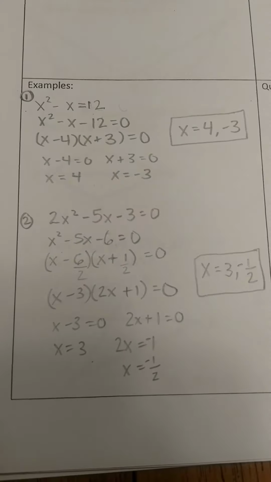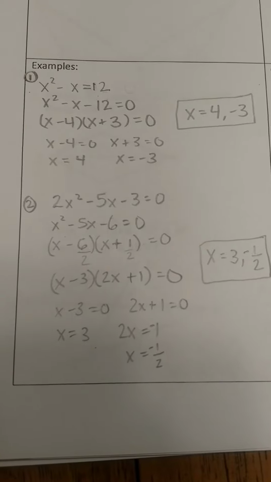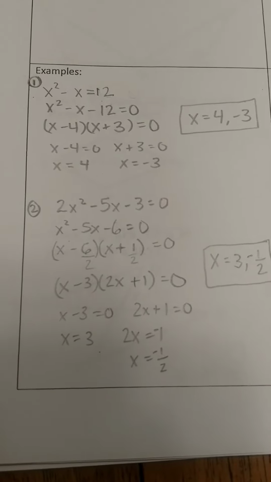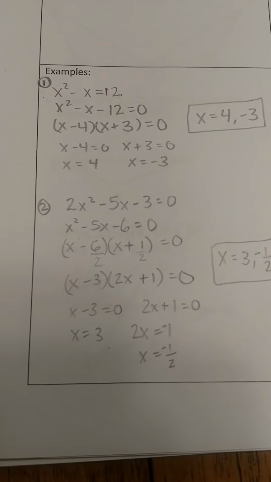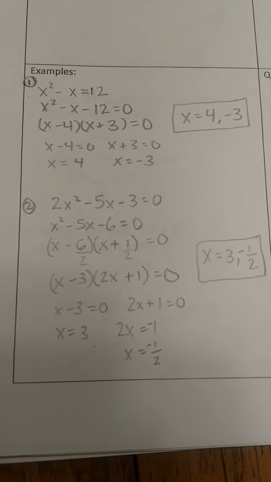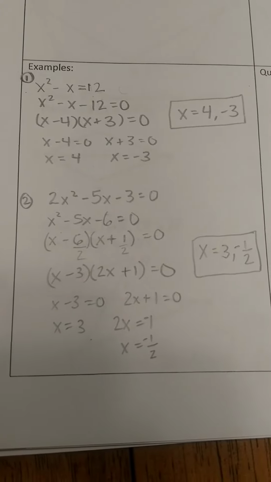As far as your examples go, the first one is x squared minus x equals 12. Now remember, we said step 1 is that you must set it equal to 0. So x squared minus x minus 12 equals 0. So I subtracted 12 from both sides. Then we factor. Now each factor gets set equal to 0.